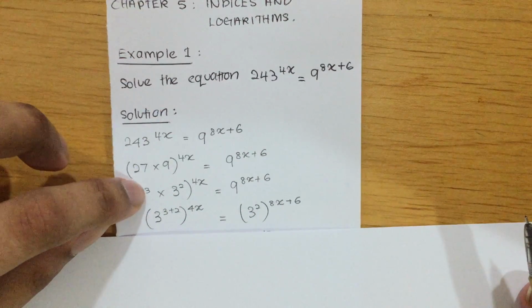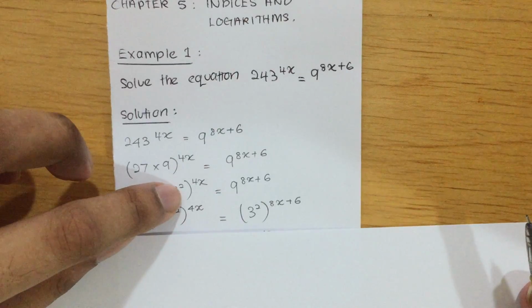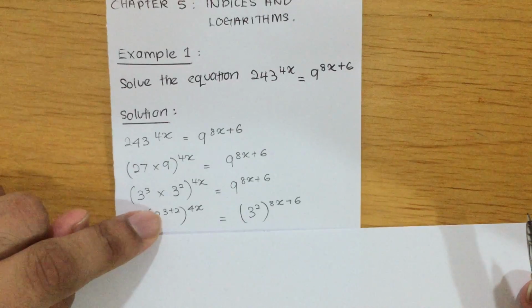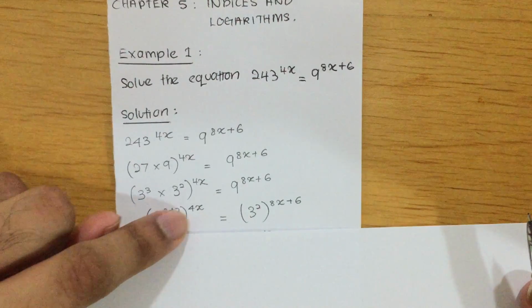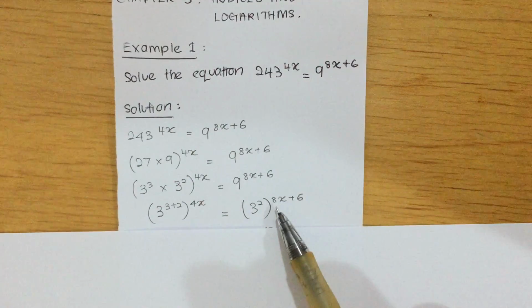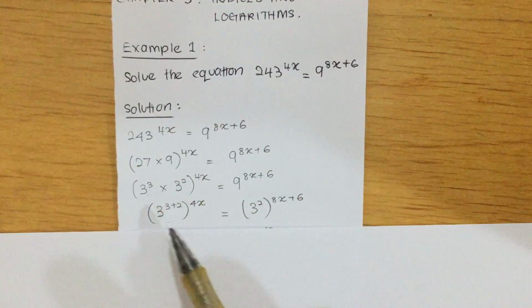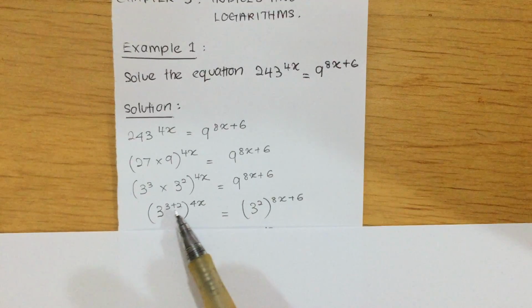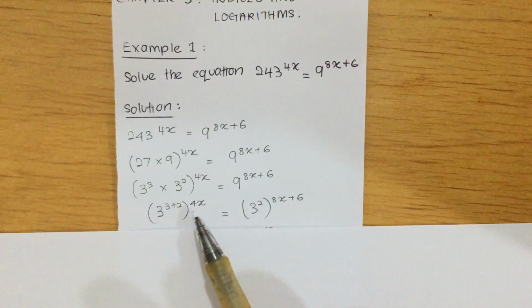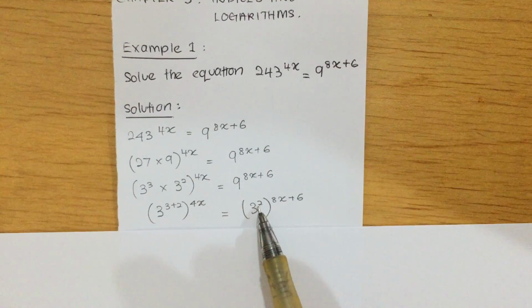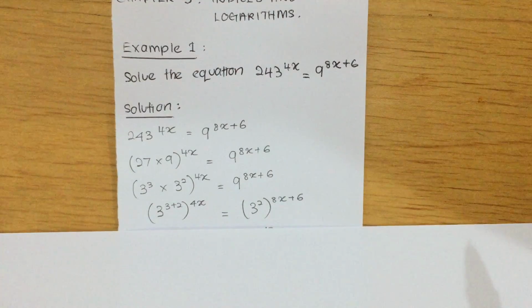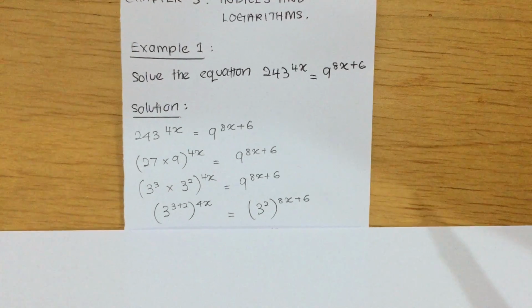So 3 to the power of 3 times 3 squared, we can add the powers: 3 to the power of 3 plus 2 in a bracket to the power of 4x equals 3 squared in a bracket to the power of 8x plus 6. So 3 plus 2 we get 3 to the power of 5, and then that 5 we need to multiply with 4x, which gives 20x. So 2 times 8x plus 6 you get 3 to the power of 16x plus 12.